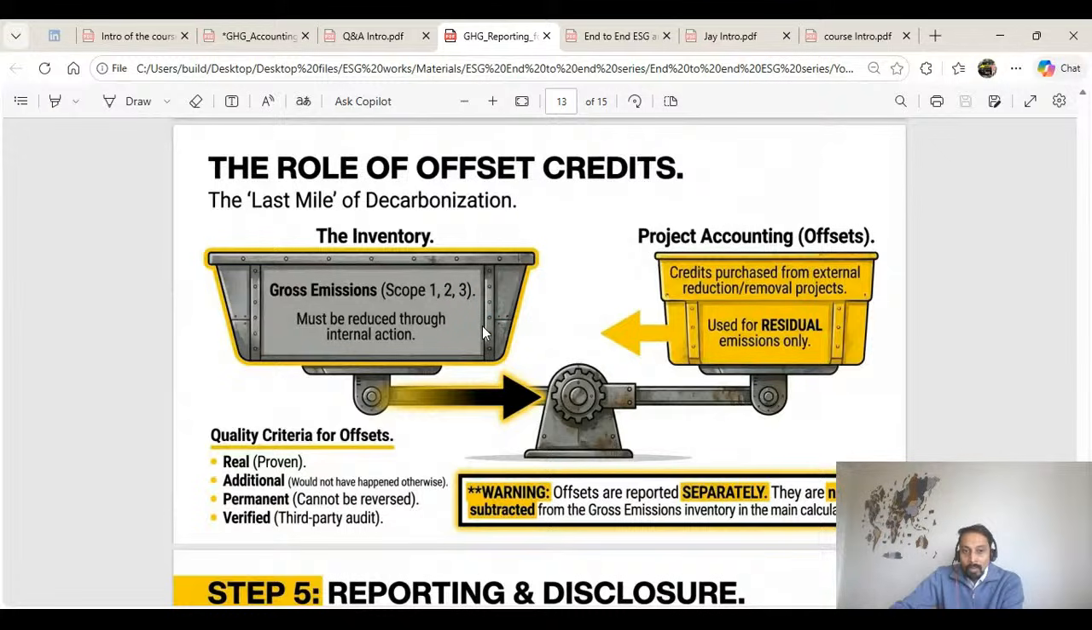So when you have proven that you have done all the stuff for the decarbonization, and then you can go for a few tons of CO2 equivalent, you can go for the offset, and then you can disclose that our company is going to be net zero by 2030 or 2050 or 2070. So that is the role of the offset credits when you are representing the overall GHG emissions.